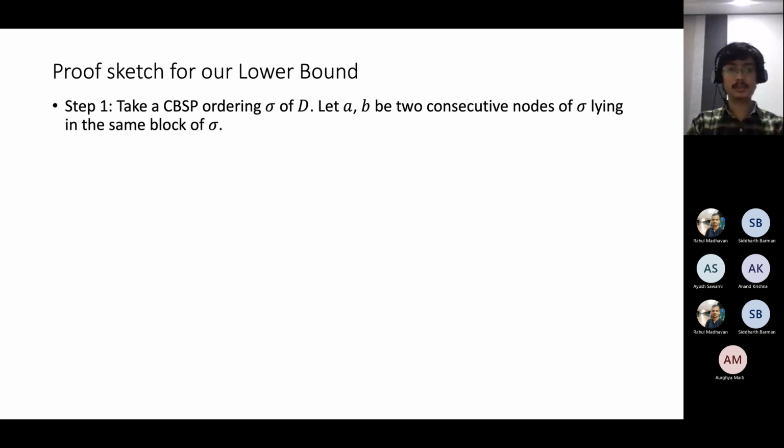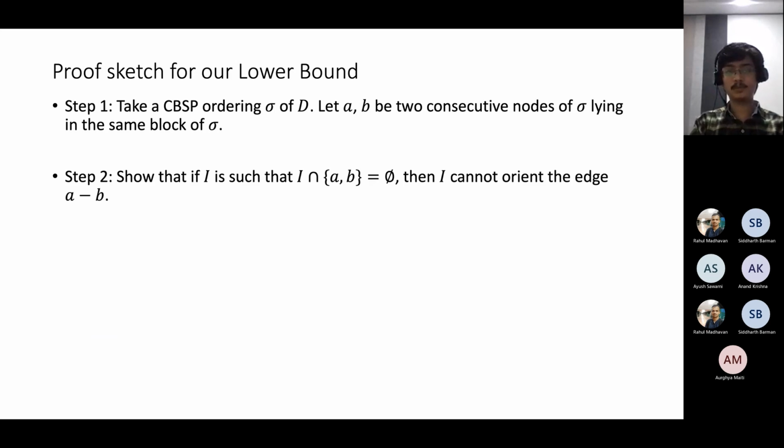Now, I'll quickly provide a sketch of the lower bound. We see that there must be a topological ordering which satisfies the properties P1 and P2. Therefore, a CBSP ordering must exist. Take any two nodes lying in the same block. We show that if there is an intervention set I which intervenes on neither A nor B, then I cannot orient the edge between A and B. There is an edge between A and B because they are in the same block and therefore are part of a clique.